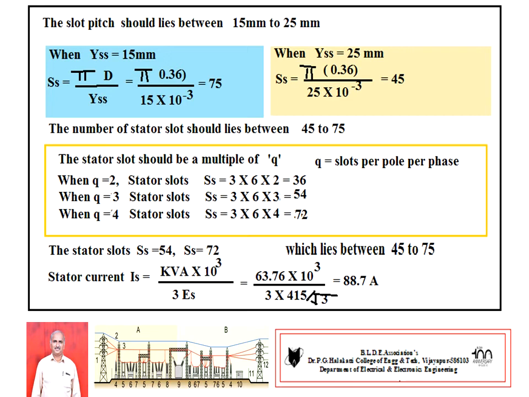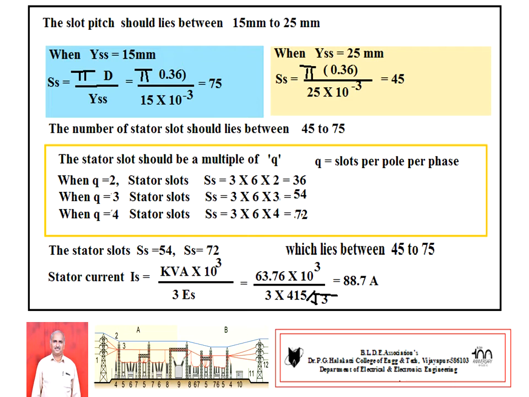Number one, when slot pitch equals 15 mm, therefore stator slots equal to pi D by Yss. So pi value, D value, it is 0.36 meters divided by 15 mm, you convert into meters, therefore it is 15 into 10 to the power of minus 3. So number of stator slots we are going to get around 75. The same process is continued when Yss equals 25 mm. For this value we are going to get stator slots as 45.